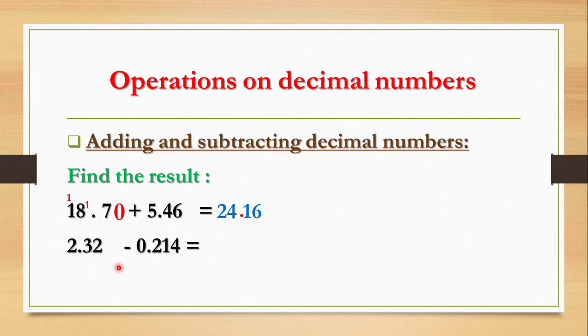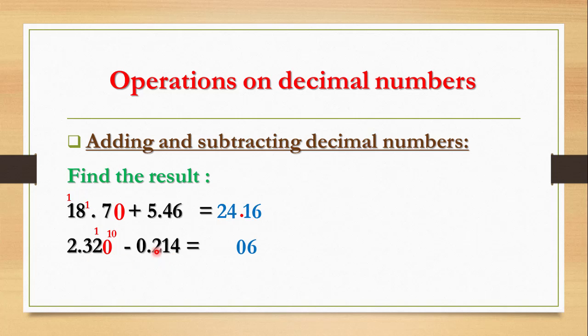The next one, 2.32 minus 0.214. By the same way, I'll add 0 because here we have 1, 2, 3 decimal places and here we have only 2. So add 0. Start subtracting. 0 minus 4 can't be, so 0 will become 10 and I'll borrow from 2, so 2 becomes 1. Now 10 minus 4 is 6.